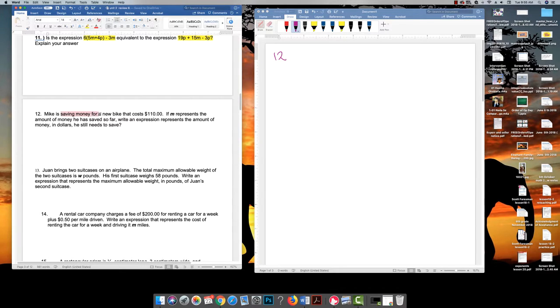Saving money for a new bike that costs $110, and M represents the amount of money he has saved so far. Okay, do we know how much money he has saved? We don't know how much money he has saved.